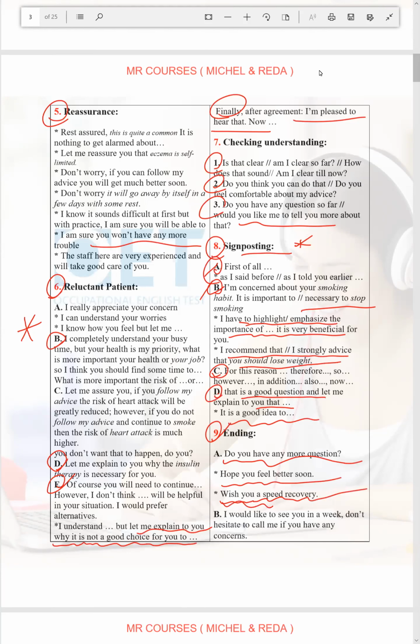Wish you a speedy recovery. I would like to see you in a week. Don't hesitate to call me if you have any concerns. Thank you. That's perfect.